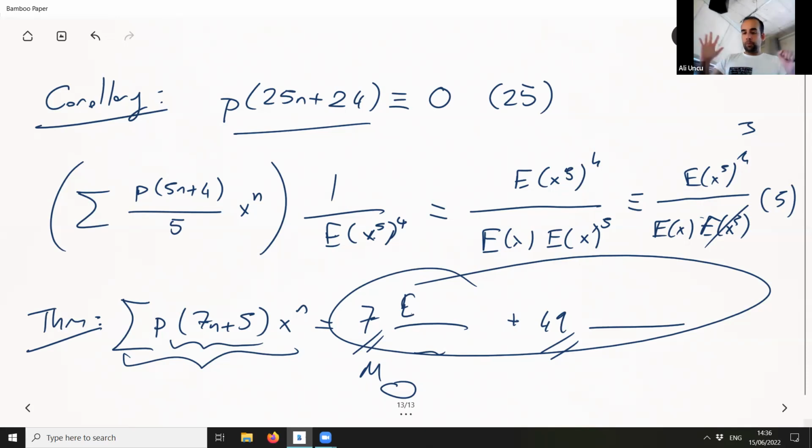Yeah, cool. So that's it. This brings us to the end of the congruences portion of partitions. And next time we will do asymptotics, and that will be the last class. Cool, thank you.